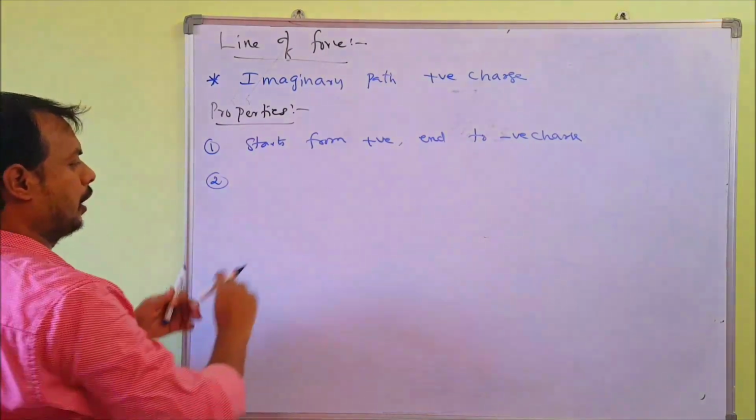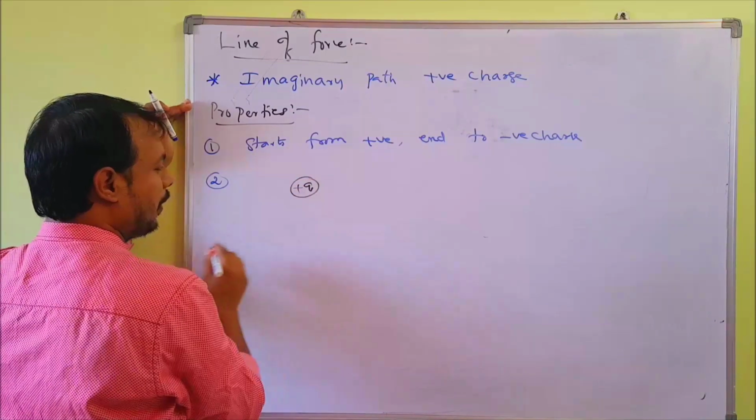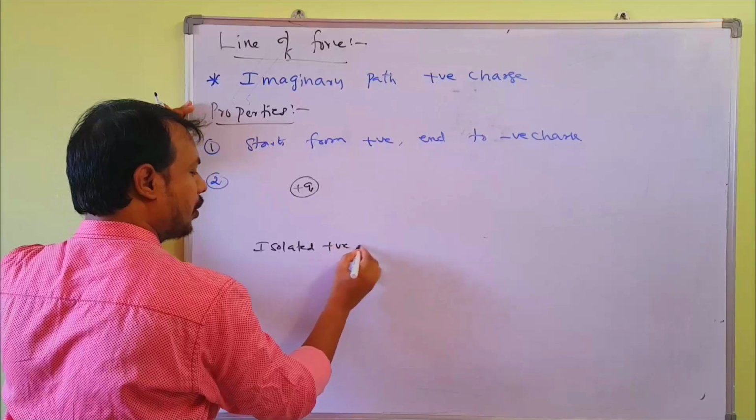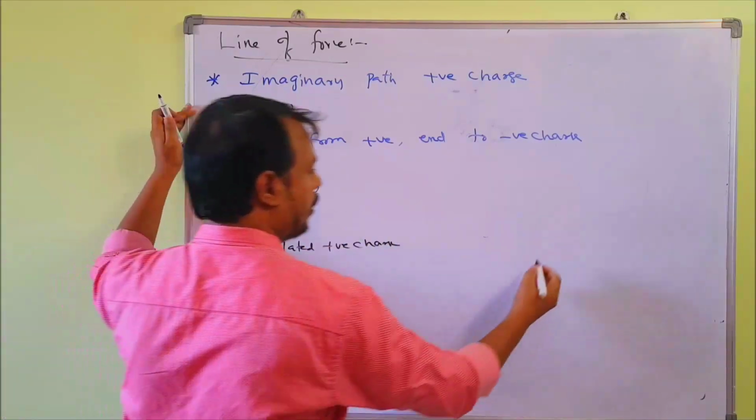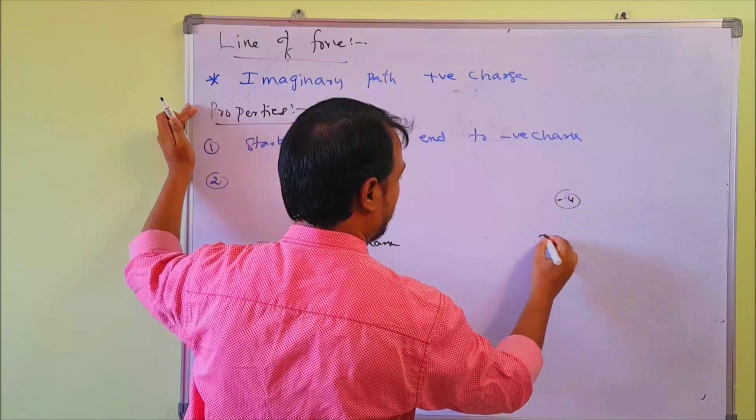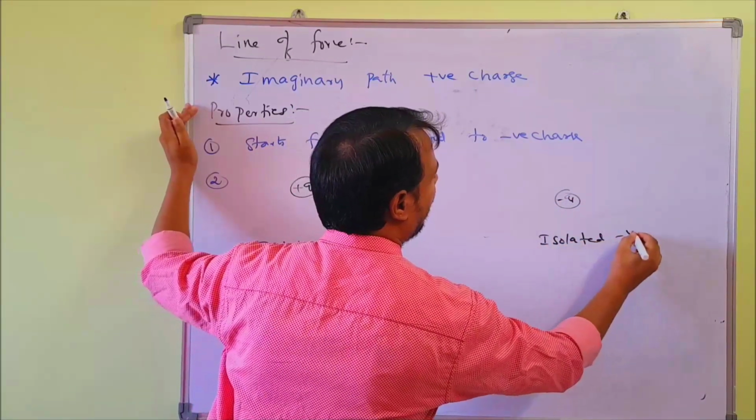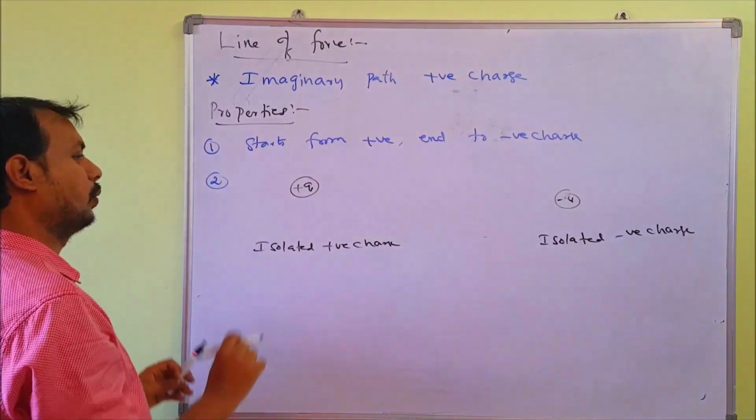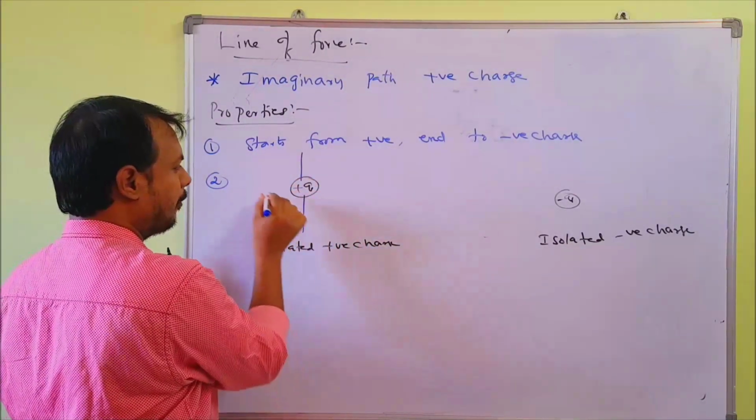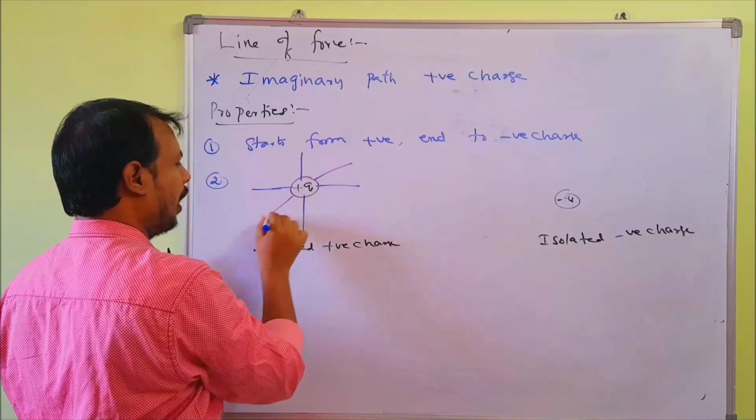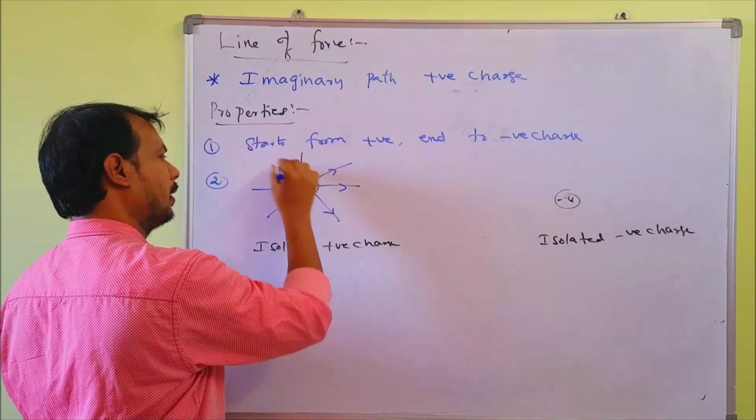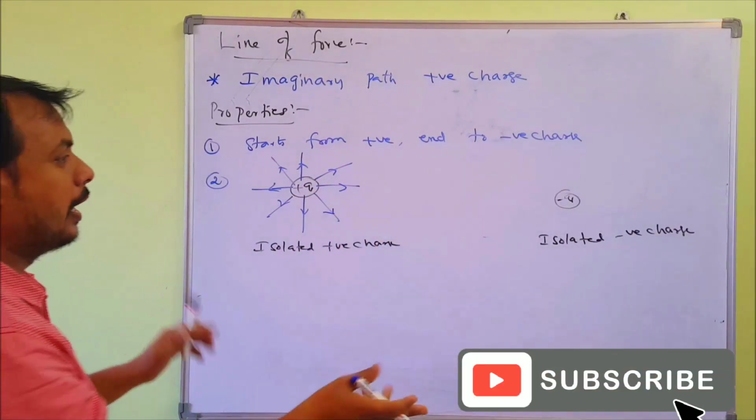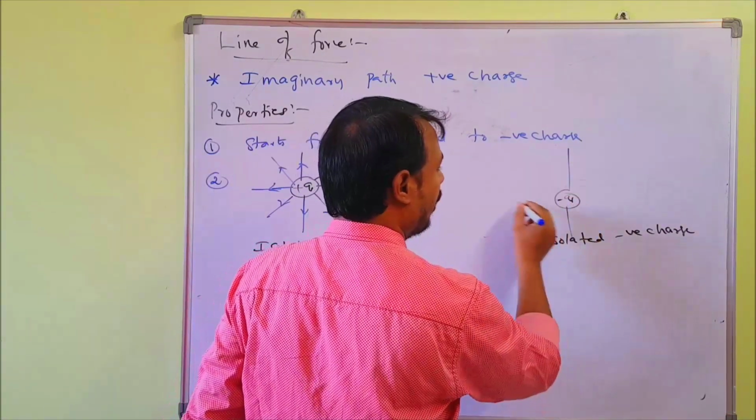If it is a positive charge, for example, this is positive plus Q, a single or isolated positive charge, and negative minus Q, this is an isolated negative charge. For an isolated positive charge, the lines of force are radially outwards. If it is a negative charge, radially inwards.